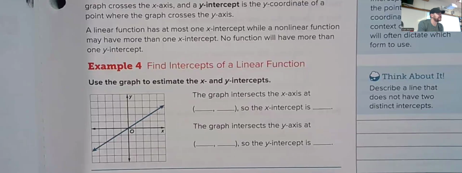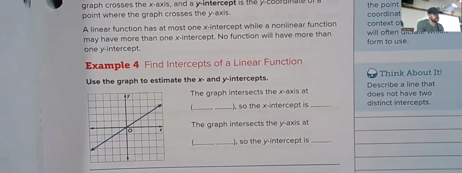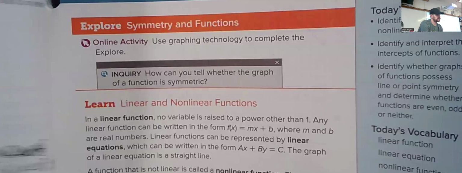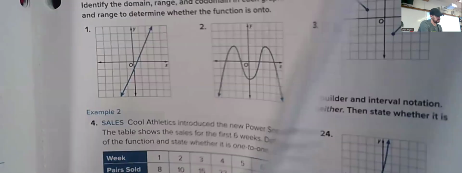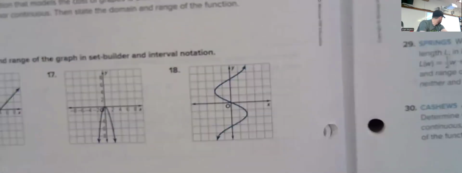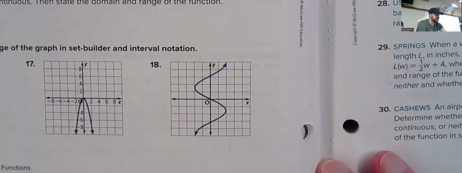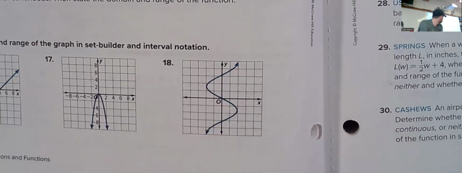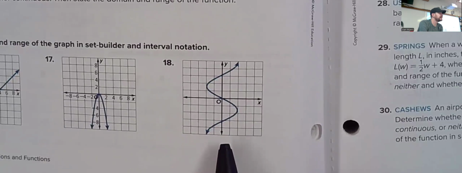I want to talk about that real quick. Why would a function never have more than one y-intercept? If we look at number 18 from lesson, this is from the assignment 1-1. You didn't do this problem, but we've got a y-intercept here, here, and here. And it says no function will have more than one y-intercept. So what does that suggest about this? It's not a function. How come?